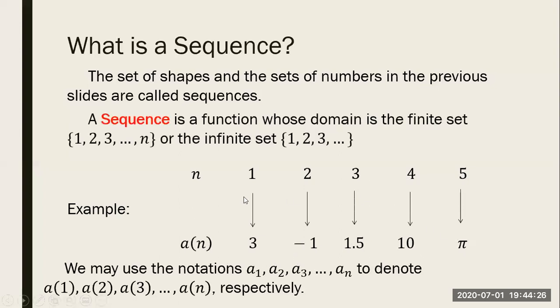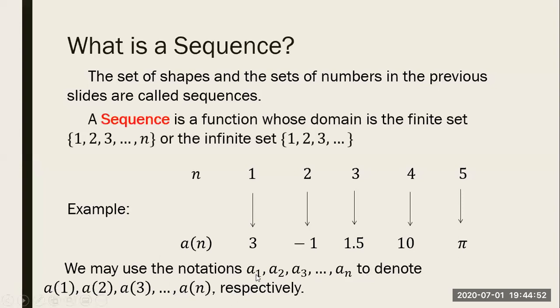Bakit siya finite? Kasi limited lang ang ating number of terms. So ang domain natin ay 1, 2, 3, 4, 5. 5 lang. So ito yung ating sequence. So we may use the notations a sub 1, a sub 2, a sub 3, hanggang a sub n to denote a of 1, a of 2, a of 3, and a of n respectively.